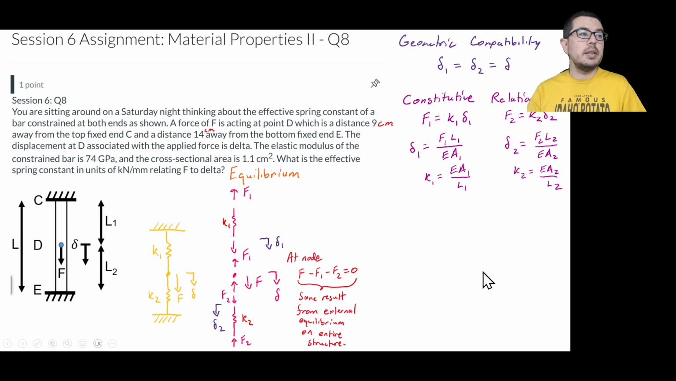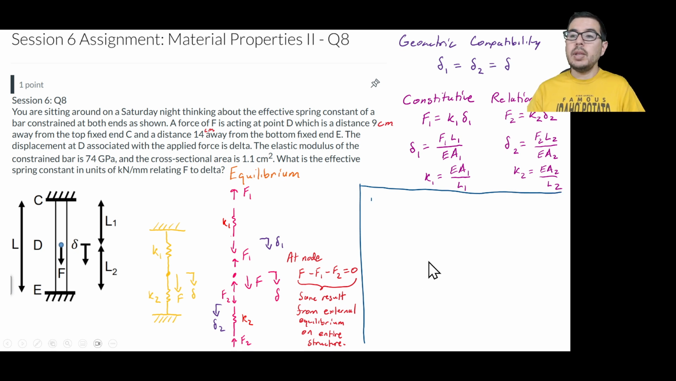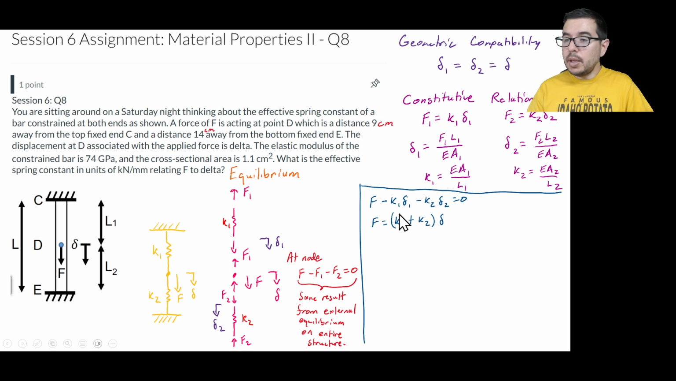Let's go ahead and look at some algebra, just combining terms. So we have F minus K1 delta 1 minus K2 delta 2, right? So that's taking this and then substituting these two expressions for constitutive relationships into the equilibrium equation. And we can then write that we have F equals quantity K1 plus K2 times delta. Well, how did we get this? Well, we're rearranging things, and we also know that delta 1 is equal to delta 2 is equal to delta from the geometric compatibility. And K1 plus K2 now are serving as an effective spring constant.